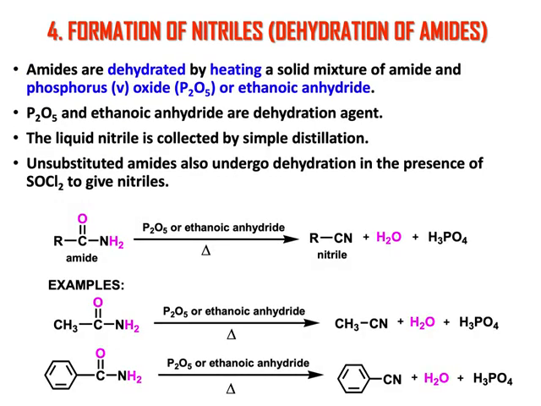Next is formation of nitrile, the dehydration of amide. This amide, by heating and also using P2O5 as dehydrating agent, gives the nitrile RCN, with side products water and H3PO4.